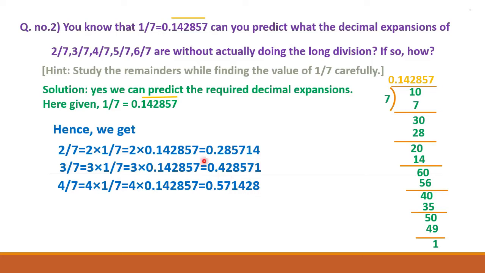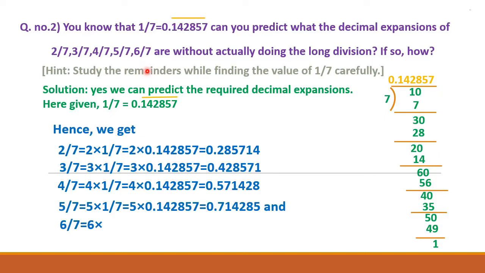0.571428. 5 by 7 is equal to 5 into 1 by 7 is equal to 5 into 0.142857 is equal to 0.714285, and 6 by 7 is equal to 6 into 1 by 7 is equal to 6 into 0.142857 is equal to 0.857142. Okay, let us move on to the next question.